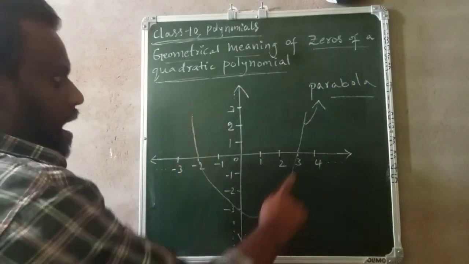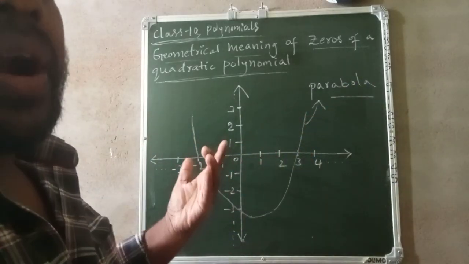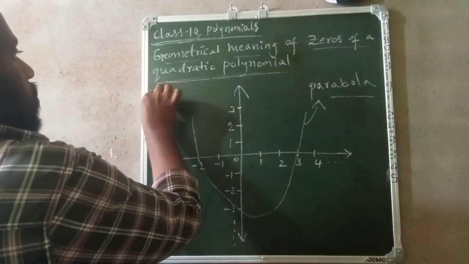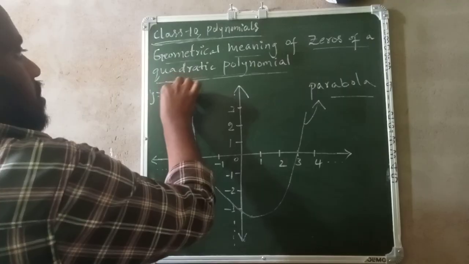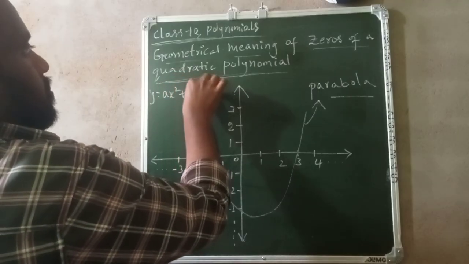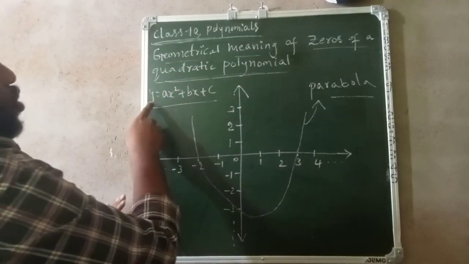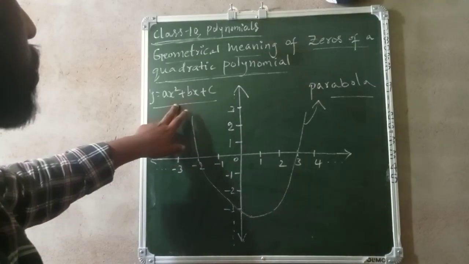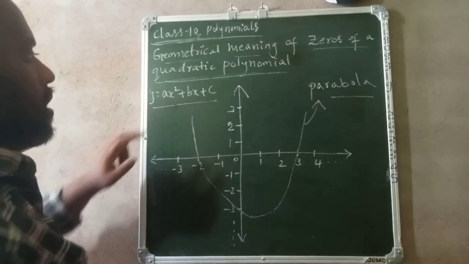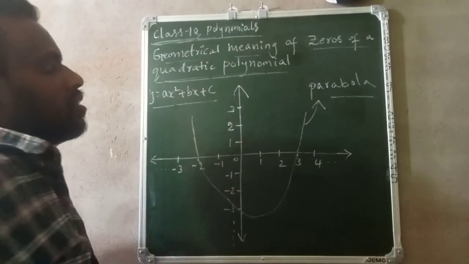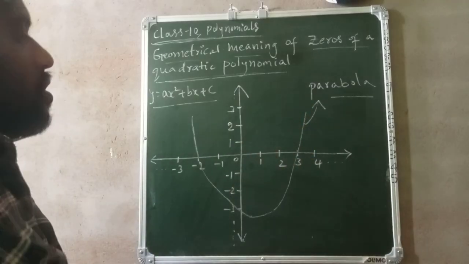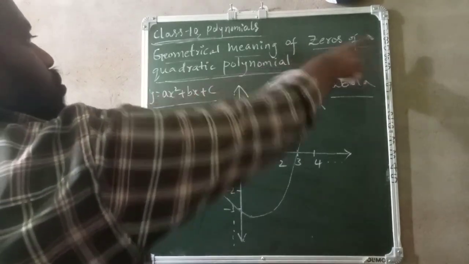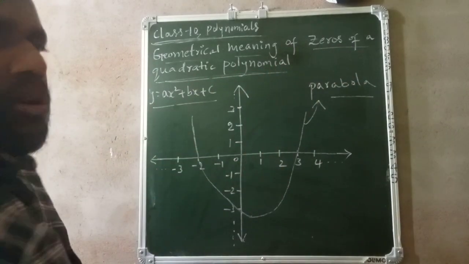Now this parabola is nothing but the quadratic polynomial. So I will write the general form of a quadratic polynomial, ax square plus bx plus c. This is the general form of a quadratic polynomial. So the graph of this quadratic polynomial will always be like this. Okay, so we are discussing the geometrical meaning of zeros of a quadratic polynomial.